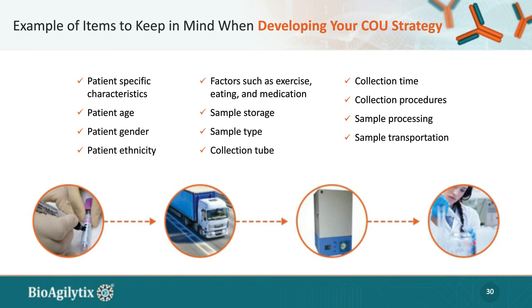And this is a list that I would highly recommend you have when you do discuss the context of use around the table. The patient-specific characteristics: patient age, patient gender, ethnicity, factors such as exercise, eating, medication, sample storage, sample time, collection tube, and so on.